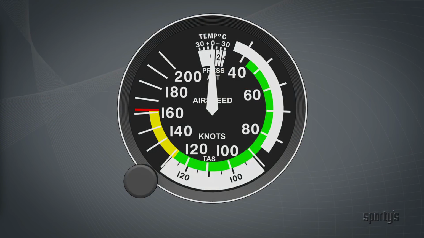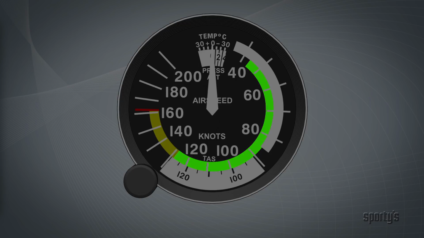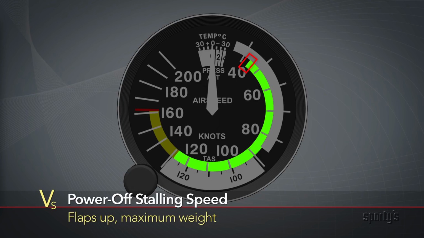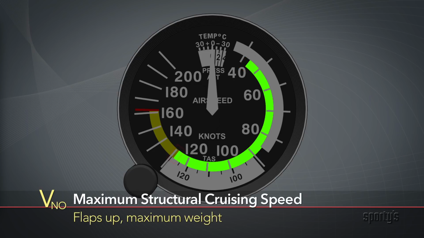In Volume 1, we told you the airspeed indicator has color markings which are specific to the airplane make and model. The green arc shows the normal operating range. The low airspeed end of the green arc indicates the stalling speed, power off, flaps up, at maximum certificated weight. The upper limit of the green arc is the maximum structural cruising speed.